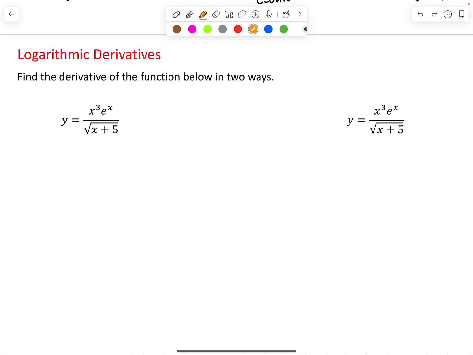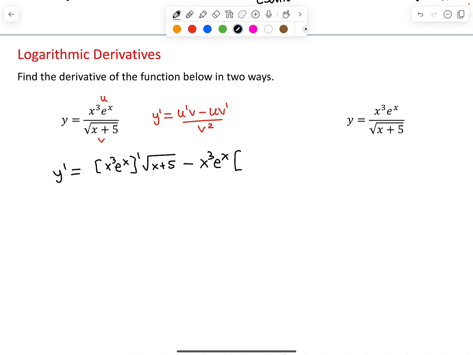We have a rather complicated function that is a fraction with a numerator and a denominator. So I see the need for a quotient rule of this structure, and then we'll see where it goes from there. So y prime will be equal to, okay, so we're going to have to differentiate x cubed e to the x, which I'll do in a moment. So I'll just write it and then put a prime sign, times the denominator, minus the numerator, times the derivative of the denominator, and then all over the denominator squared.